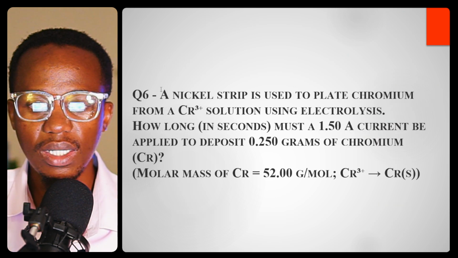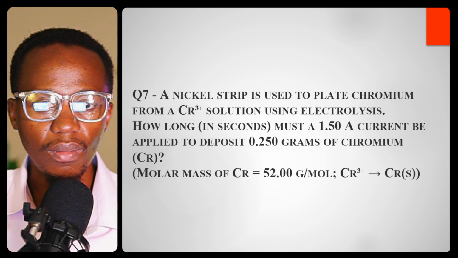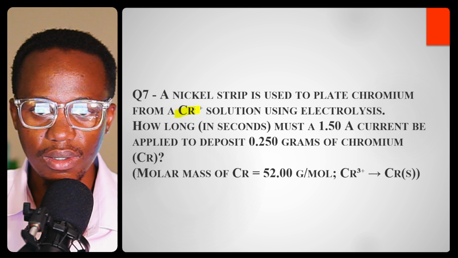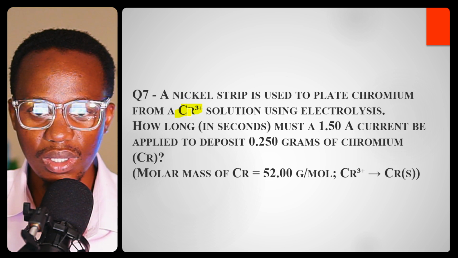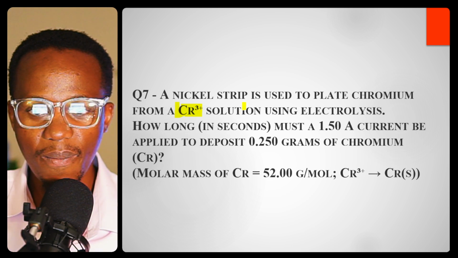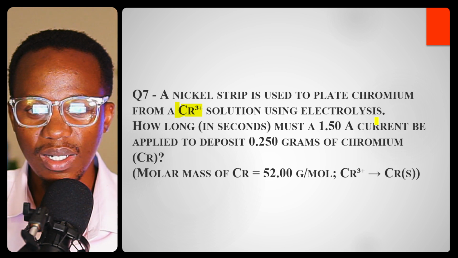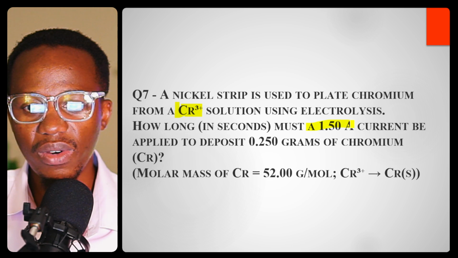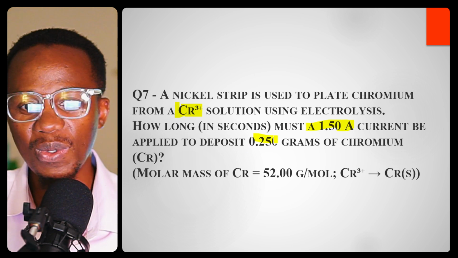So now let's see. This is question 7. Question 7 says a nickel strip is used to plate chromium from a chromium solution, using electrolysis, right? And then they're asking you how long, in seconds, must a 1.5 ampere current be applied to deposit 0.2 grams of chromium. I really like this one.